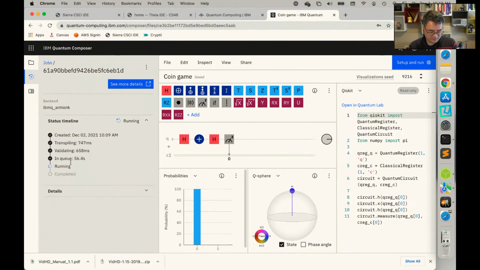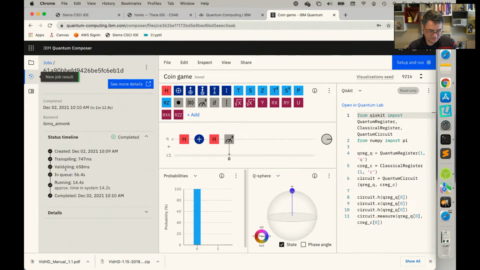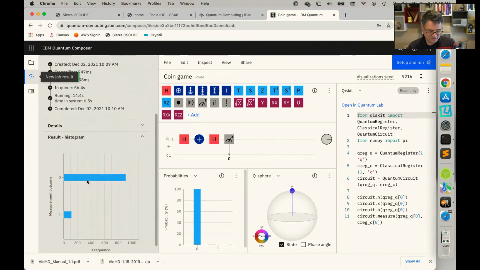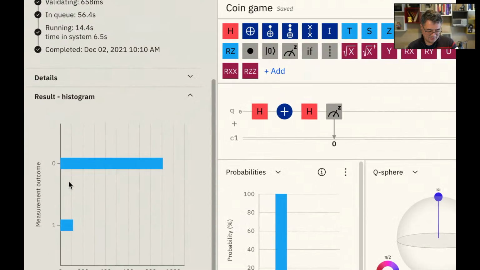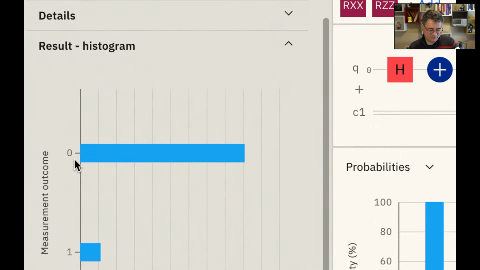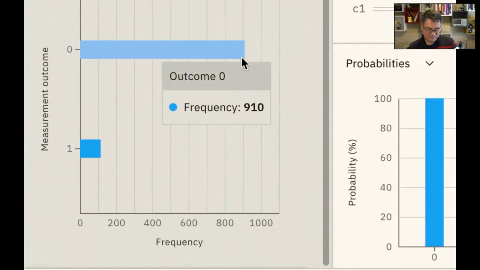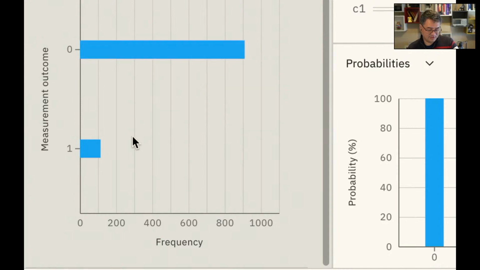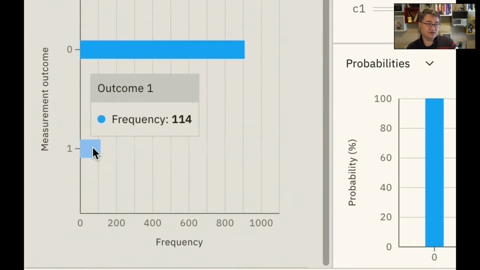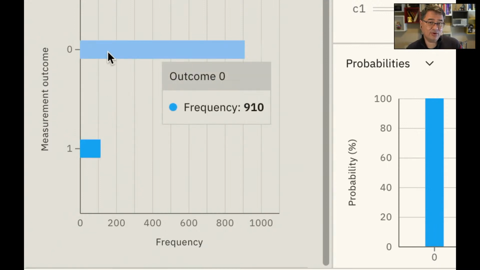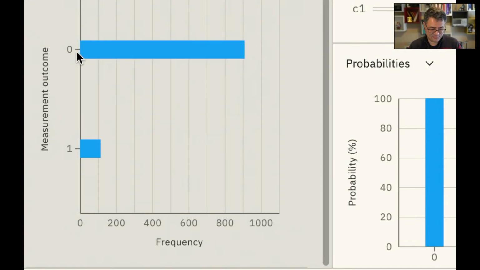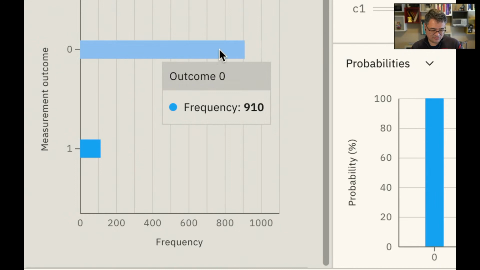Let's see, does it tell us when it's done? Oh, we're running it. And we got a result. And the result is, it came up 0. What is this? About 85% of the time, 90% of the time. And it came up a 1 only 10% of the time. So that's quite a bit different from our little simulator in which it was almost 50-50. This one is going to be almost 100% of the time. 90% of the time, it came up heads.